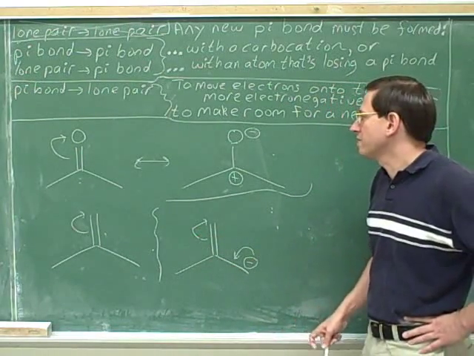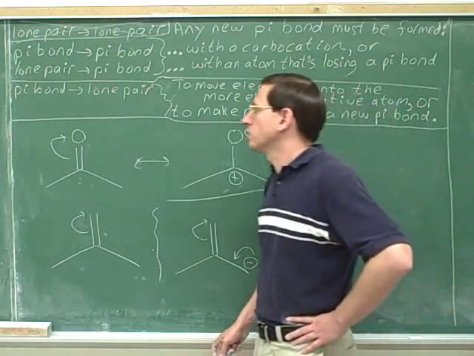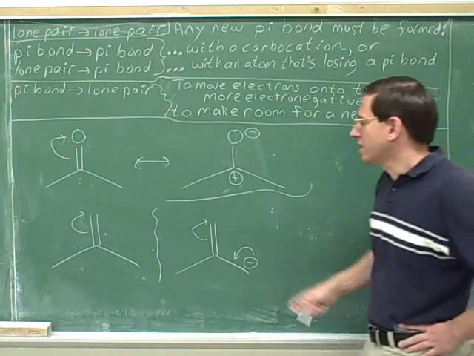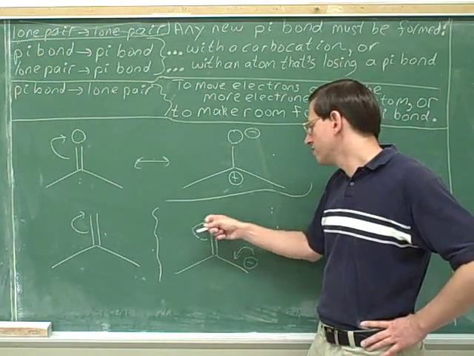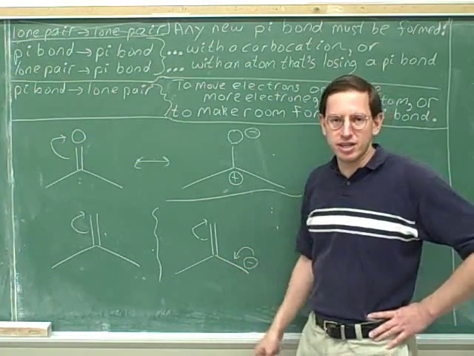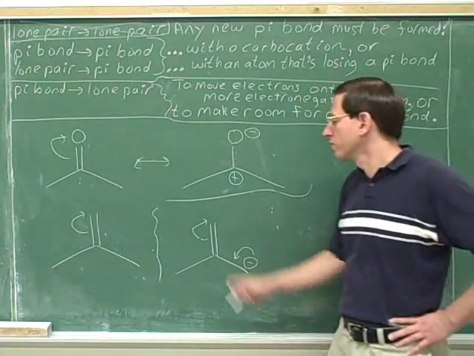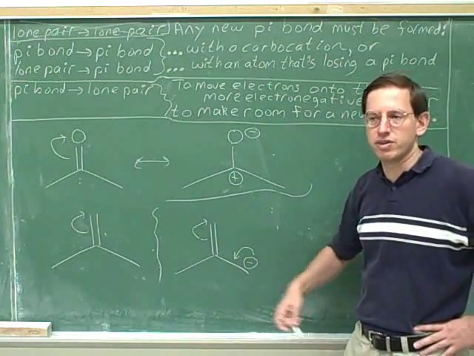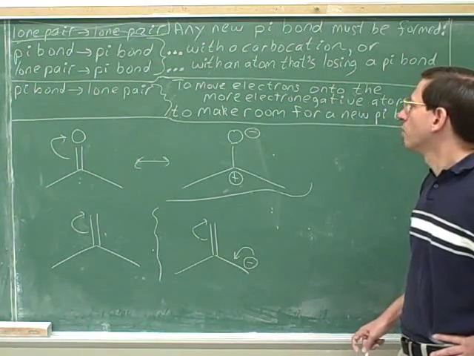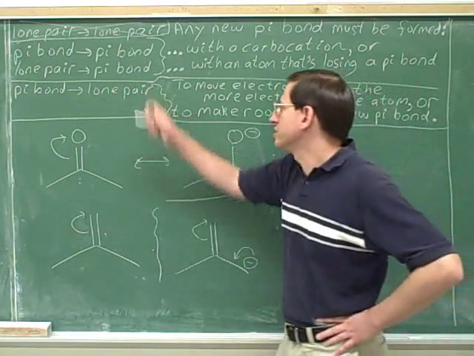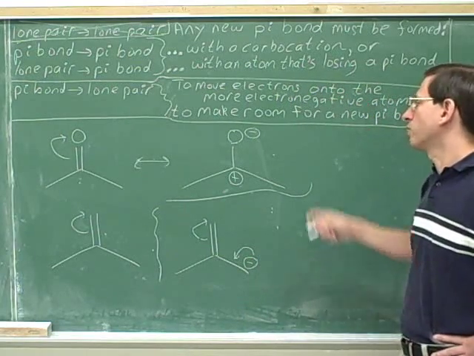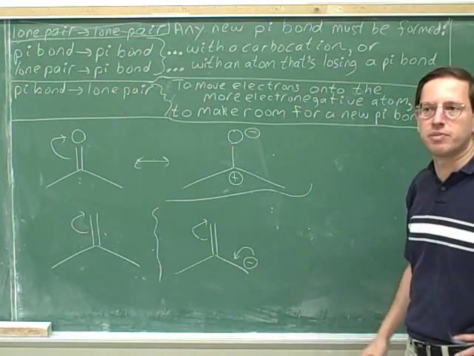So hopefully now you see what I mean by saying that it's okay to form a new lone pair if you're doing it to make room for a new pi bond. Here we're forming this new lone pair. Here we're moving this pi bond into a lone pair to make room for this new pi bond that's coming in behind. So this is a totally reasonable set of arrows to draw, and it's going to give us an important resonance structure. So now we've seen the two reasons why you would want to move a pi bond into a lone pair. Either to move the electrons onto the more electronegative atom or to make room for a new pi bond that's coming in from behind.